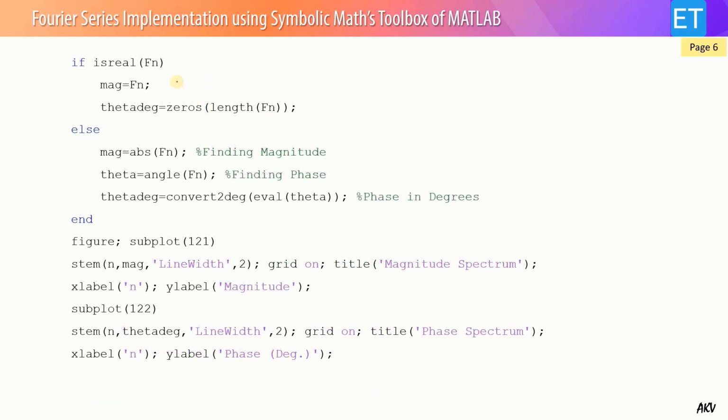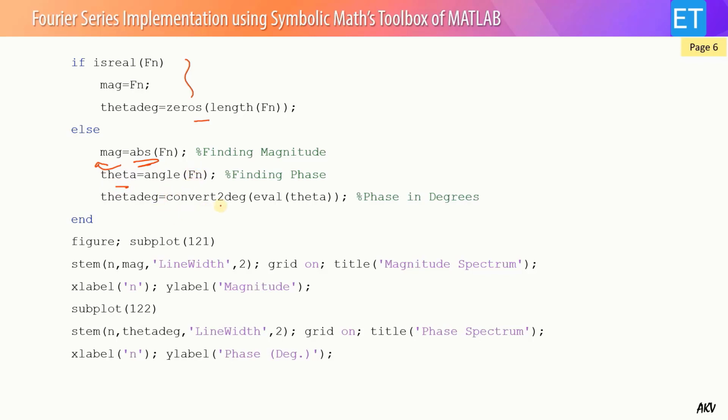So we are checking whether your fn is real or not. If it is real, then we do nothing. Simply we assign magnitude to fn, and then theta degree will be the 0, because fn is real. So obviously the phase vector will be the 0. And if it is complex, then absolute value will be given into the mag, that is a magnitude, and theta will be the angle of fn.